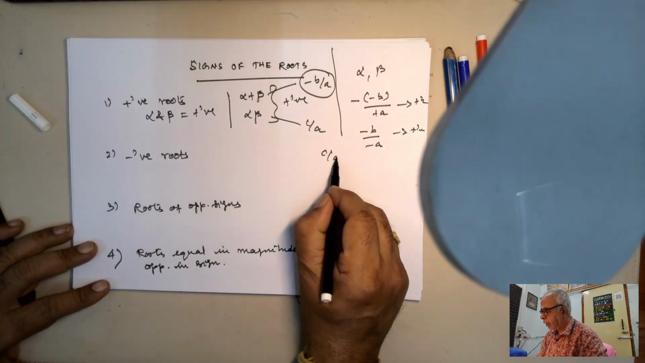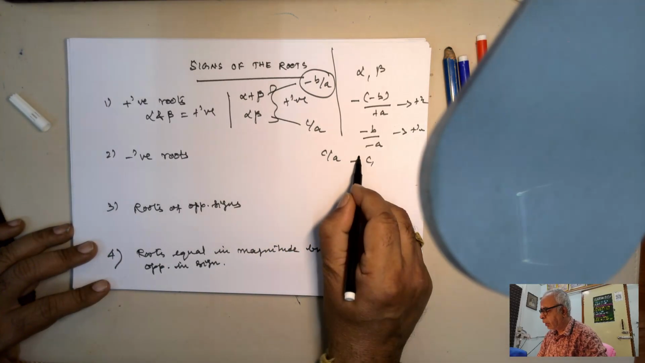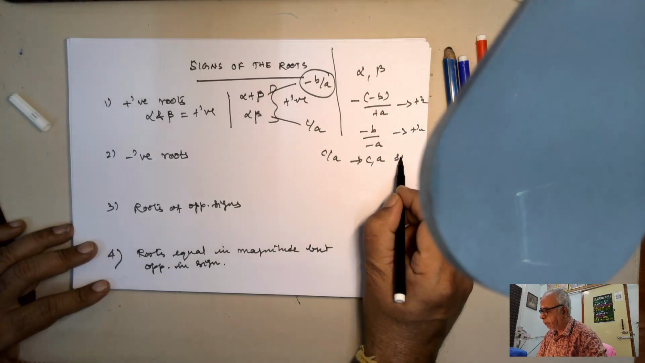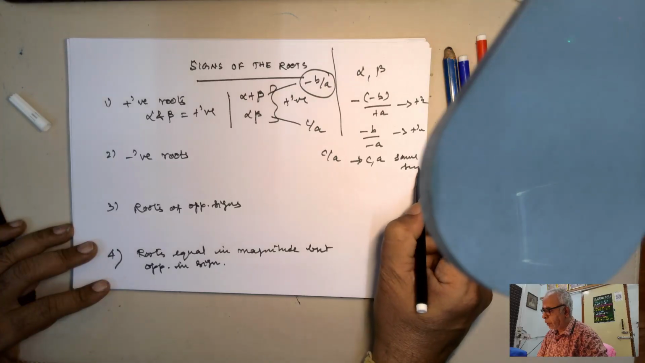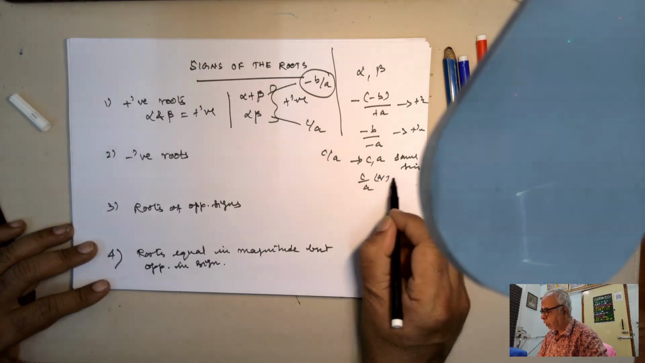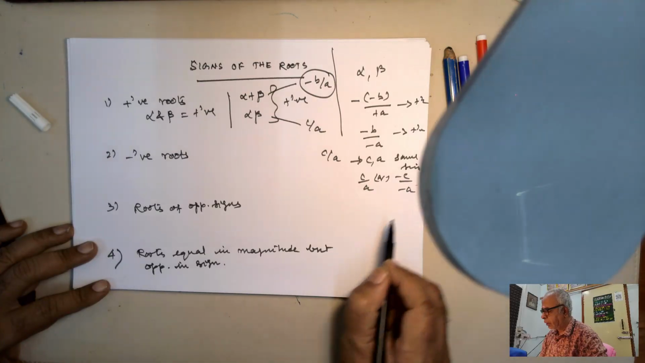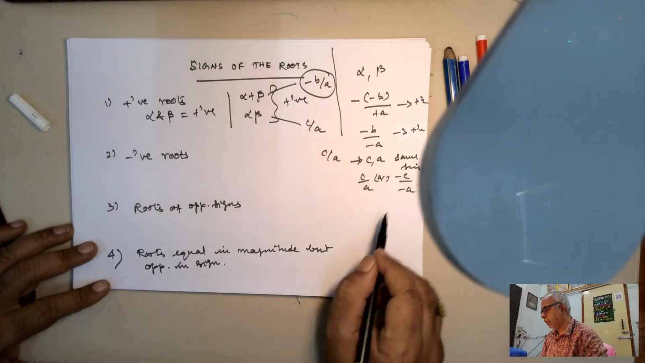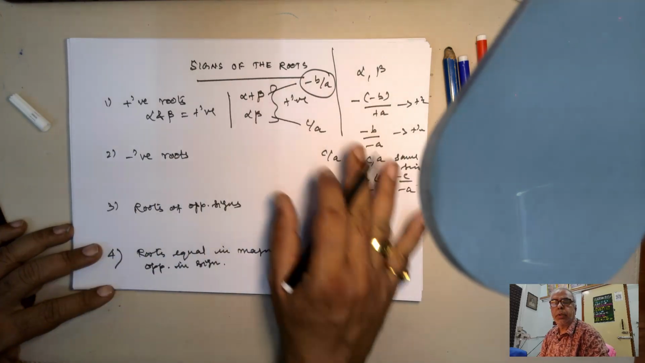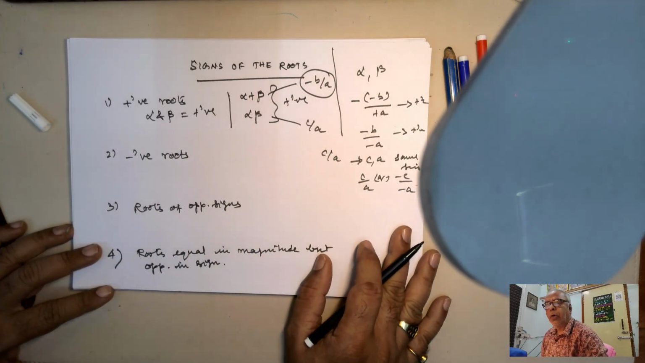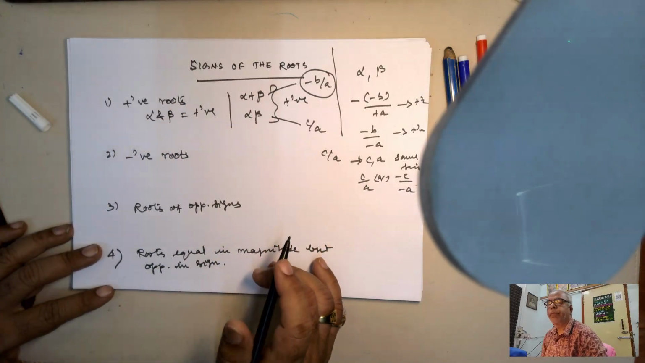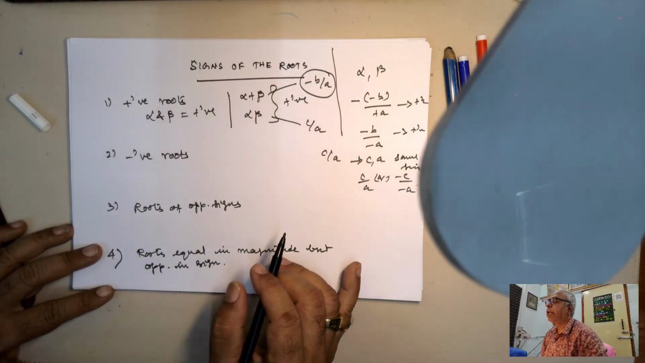C by A, that is, both C and A should have the same sign. It means either C by A is positive, or minus C divided by minus A. That is, you are able to get positive. Do you understand this? These are the possibilities of getting the positive roots. Is it clear? Next, negative roots.